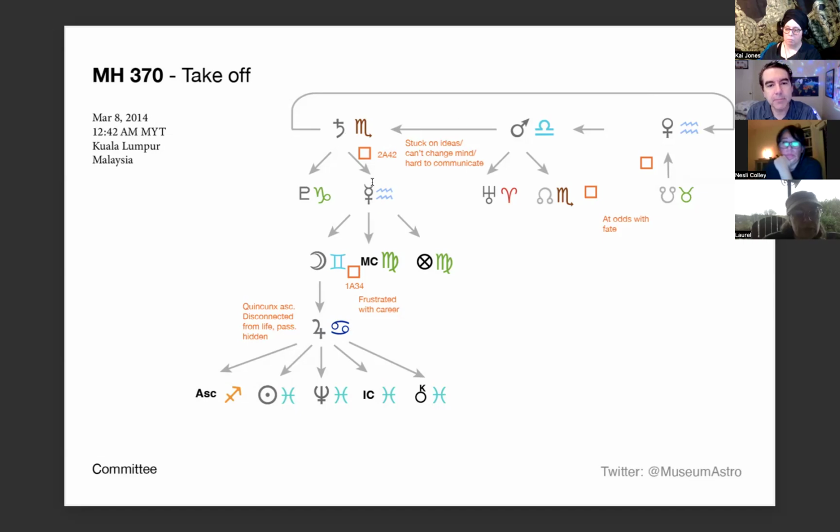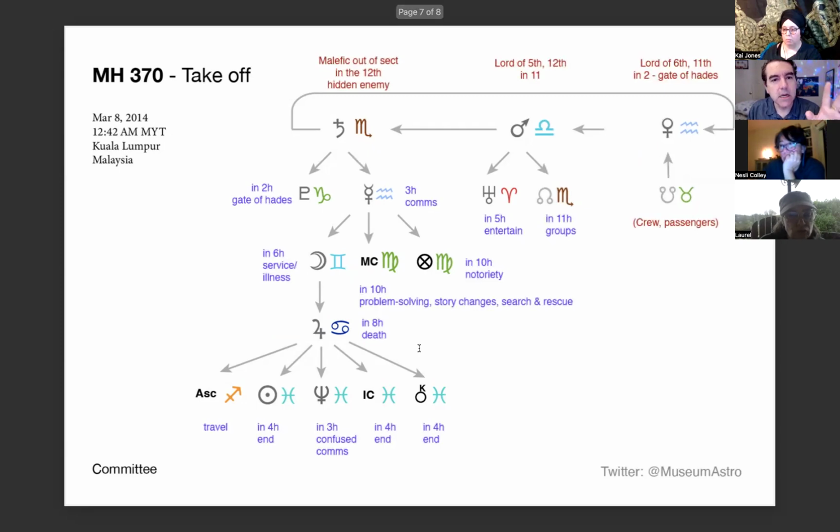So if the pilot is Mercury in Aquarius, flying the plane, it's square to Saturn. So that could be being stuck on ideas, having trouble communicating, Saturn and Mercury, being fixated on one idea. Maybe they're not really sure if it was terrorism or if the pilot committed suicide with 300 people, basically. And you can see down here, there's some other stuff going on.